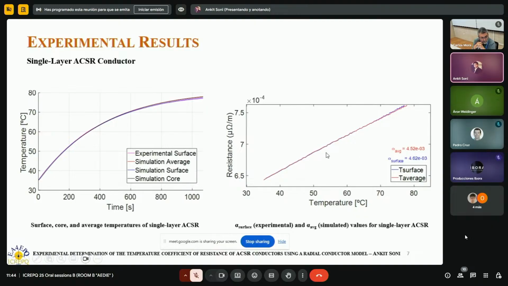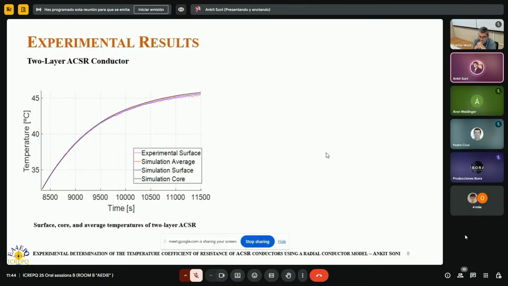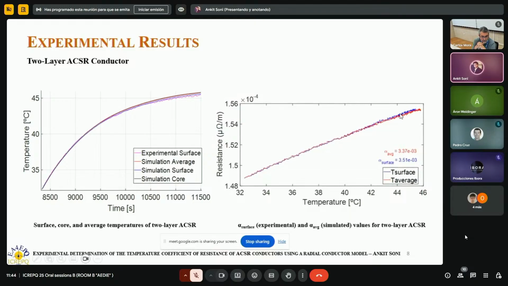If we talk about the two layer conductor, there is again a temperature difference of approximately 1 to 2 degrees from the surface to the core. Because of that difference, the alpha average, the average thermal coefficient of resistance that we got through the model, differs from the experimental value. This alpha average is always lesser than the alpha surface from the experimental values.